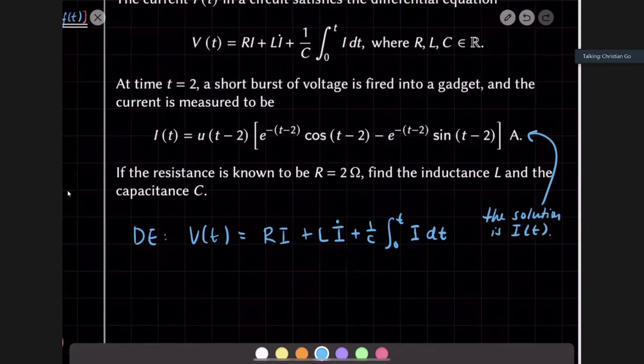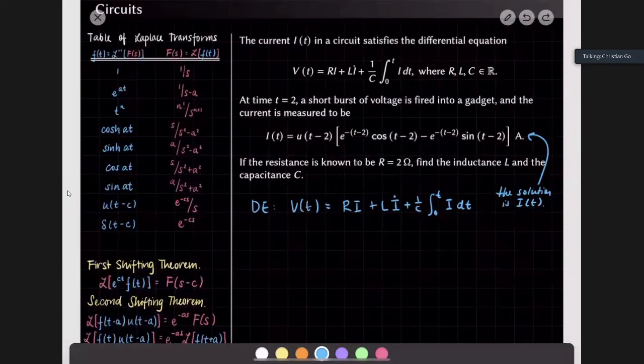You know the resistance, so you know what the value of R is. You don't know what the values of L and C are. If I want to solve this differential equation, first of all, what is the order of this differential equation? It's first order in I. I'm looking for the first derivative. But this does not look like a normal differential equation because we have an integral showing up inside. So how do we solve a differential equation when there's an integral? Laplace does that for us, right?